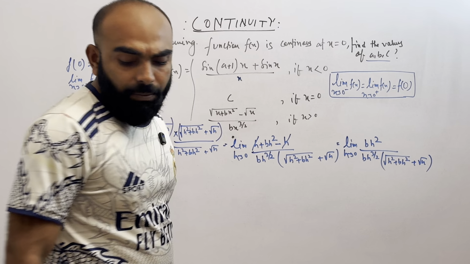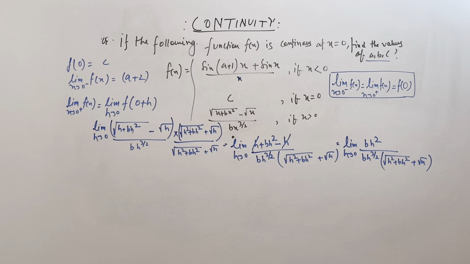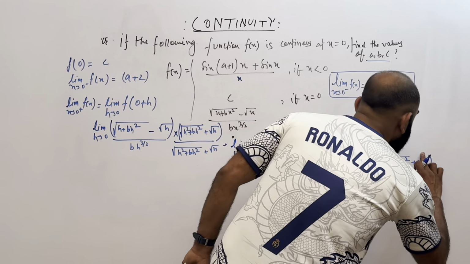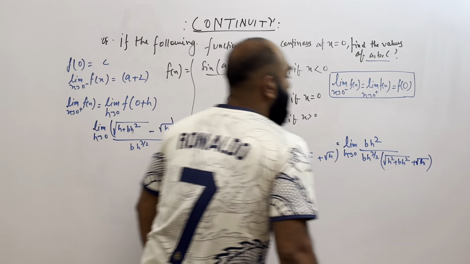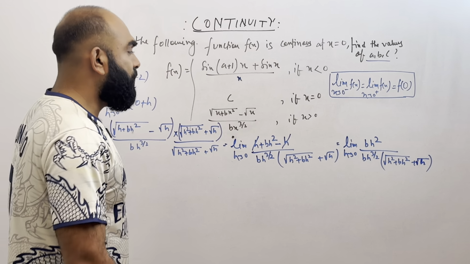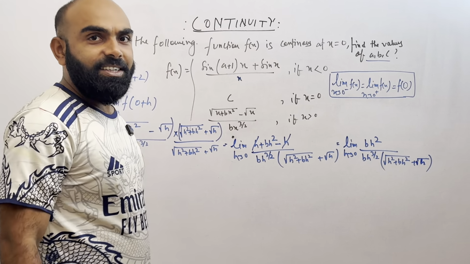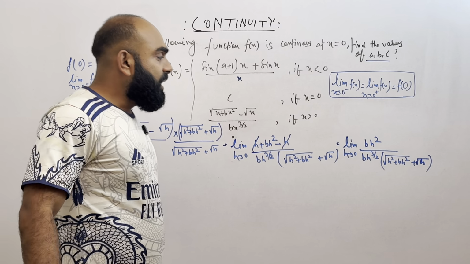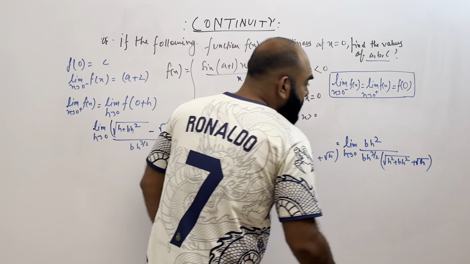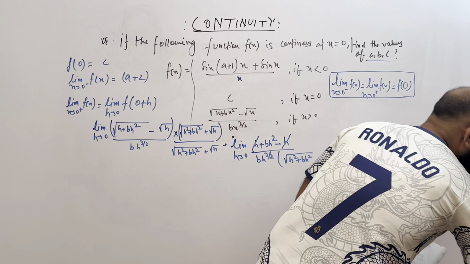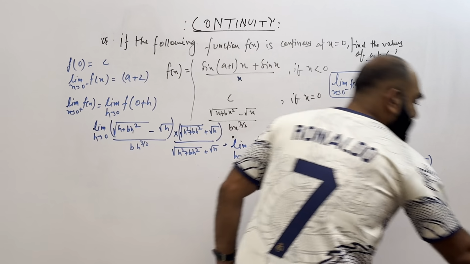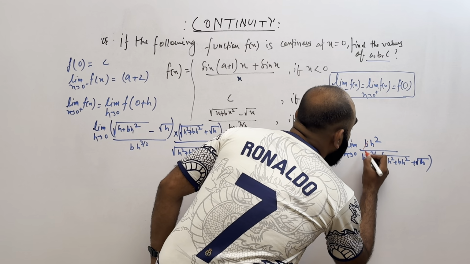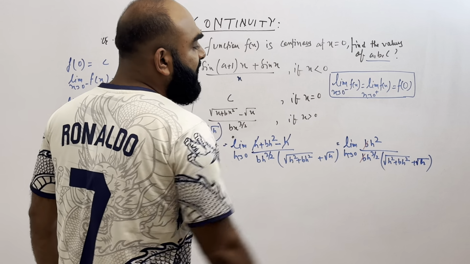Let me see if everything is coming. Yeah, sir, a little bit this one is looking dim. Okay, sir, with your voice I can get it. What is written here, sir? Correct. Very good. Now can I cancel this one? Yes, sir, you can cancel. Which part can I cancel? Sir, you can cancel this b with this b. Can I cancel h square?